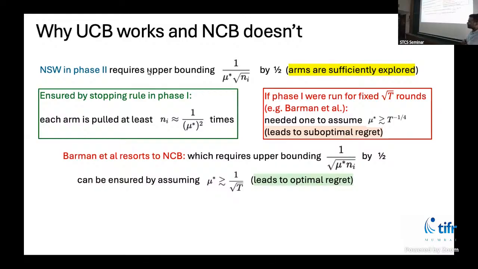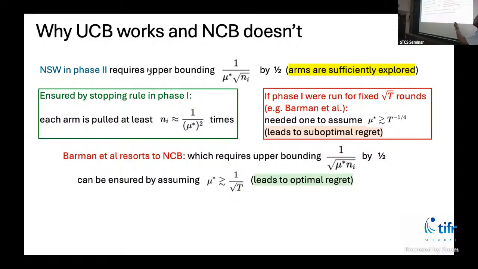It depends only on the knowledge you have, and T is something you can make long. But we need to assume this thing only if we use this fixed square root T number of rounds, only if mu star is greater than T to the minus 1 by 4, then we can bound it. If T goes to infinity, this is very true. But you don't know how to make this work because you don't know this step.